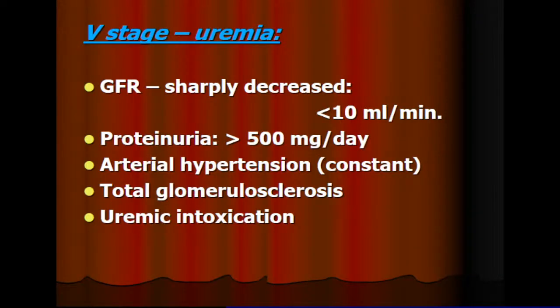And the last stage, fifth stage, uremia. Glomerular filtration rate sharply decreased, less than 10 ml per minute. Proteinuria more than 500 milligram per day. Arterial hypertension constant. And total glomerulosclerosis and uremic intoxication.